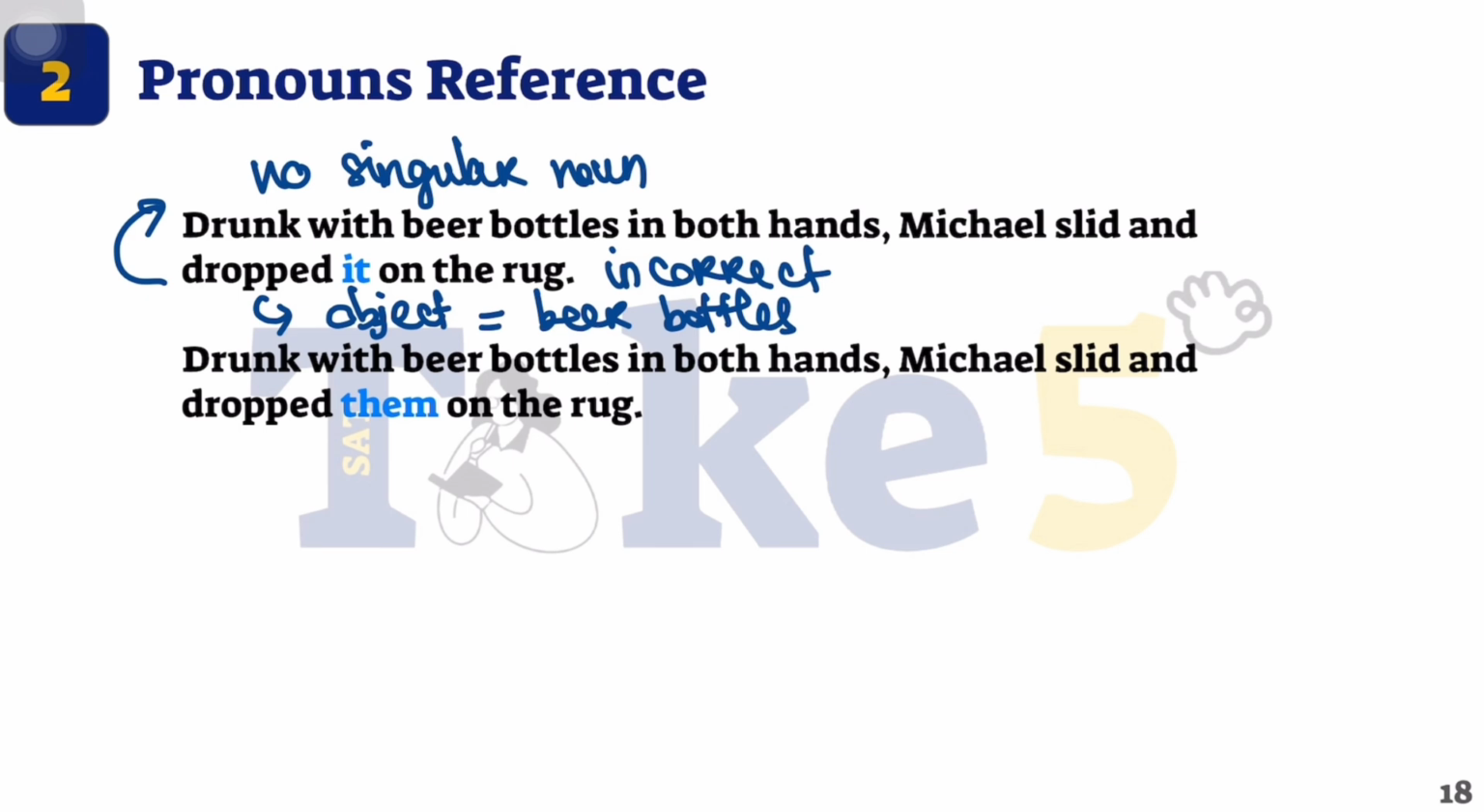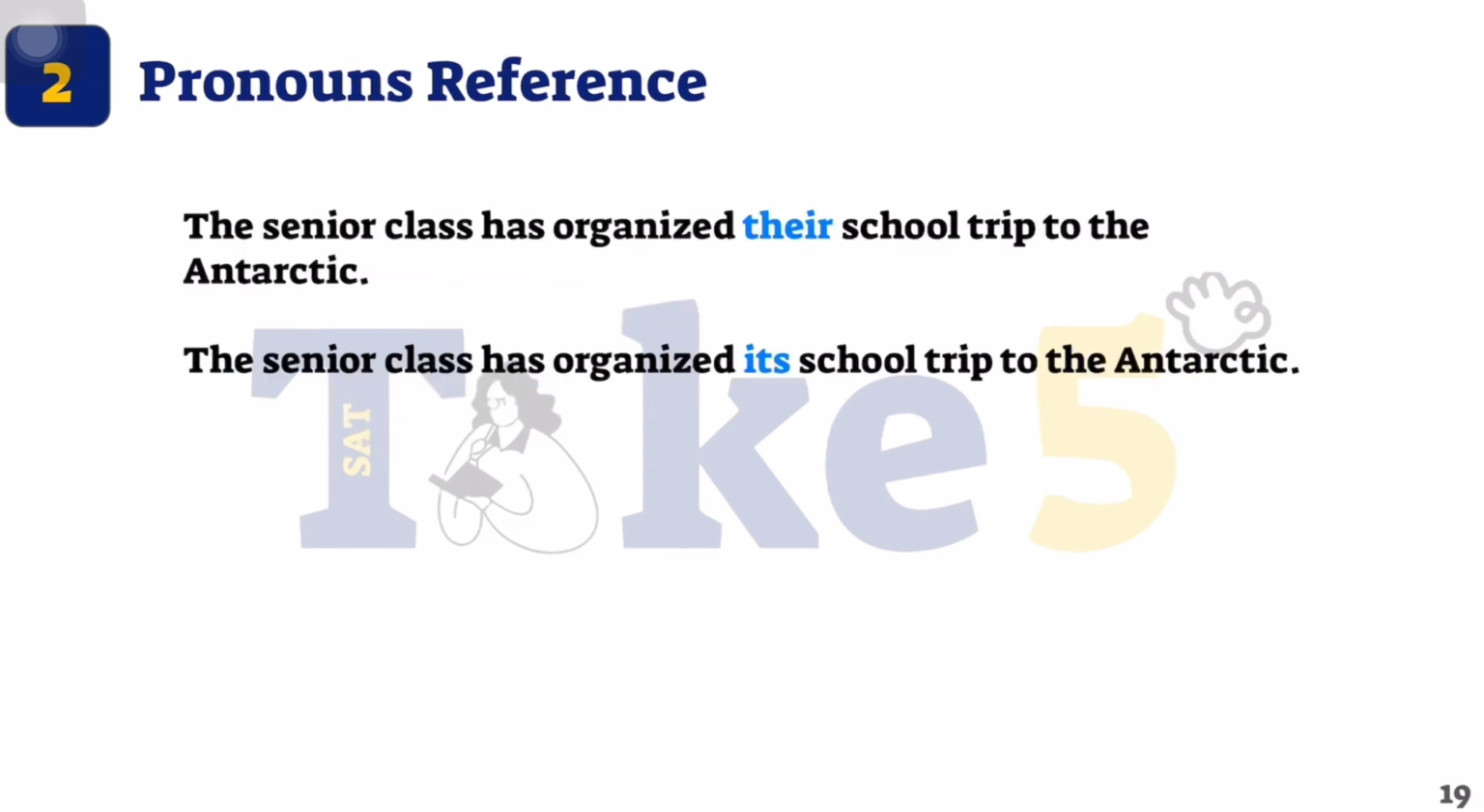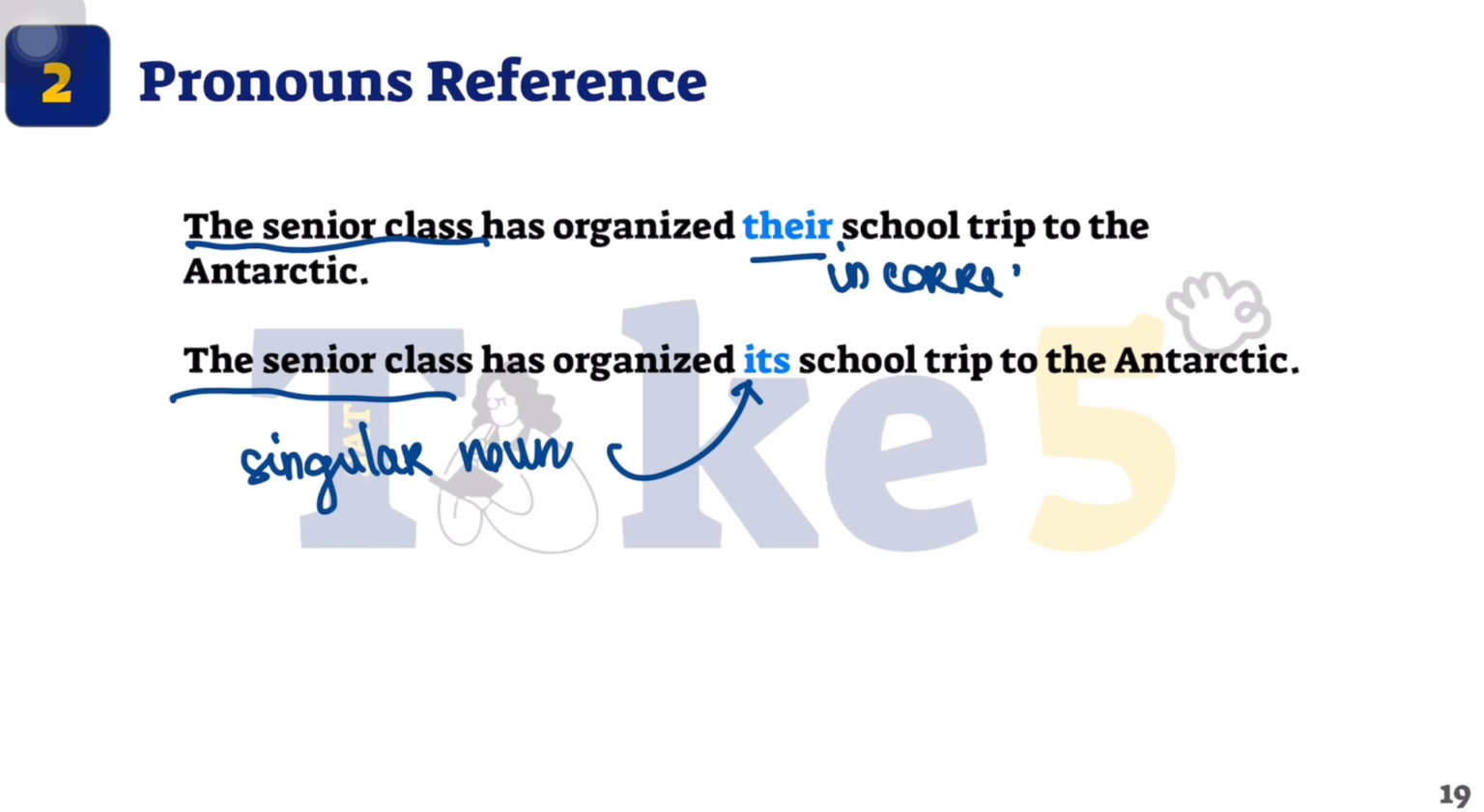So we can only use the pronoun "them" to avoid repeating such a phrase as "beer bottles." The correct way of using "it" as a pronoun reference is when we have a singular object to refer to, like the senior class here. Even though the class has multiple people, we refer to it as a singular noun, so "their" is incorrect.